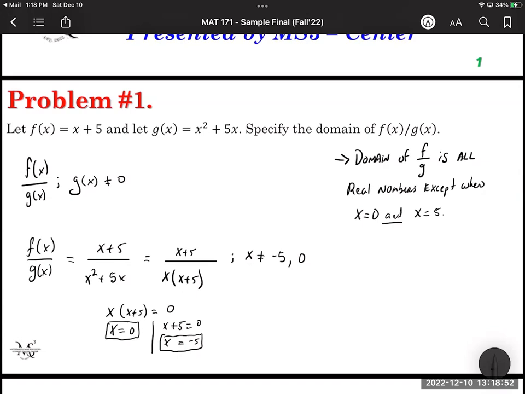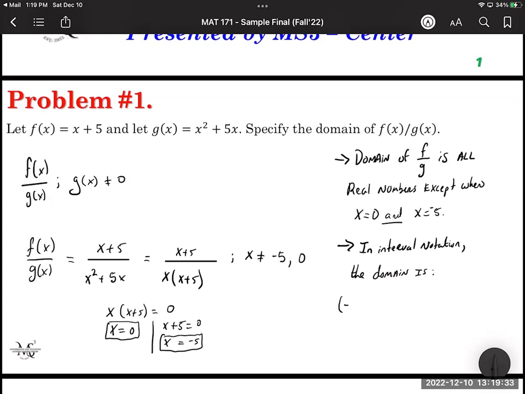We have our domain of f over g is all real numbers except when x is equal to 0 and x is equal to 5. So if that's our domain in plain English, how can I express this domain in interval notation? Parentheses 0, comma, -5. Nope. It's not that. Parentheses, negative infinity, comma, 0, union. I forgot the other one. Well, sorry, this is supposed to be x equals -5 here.